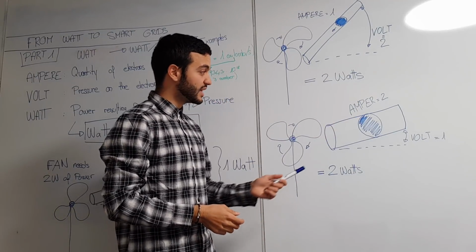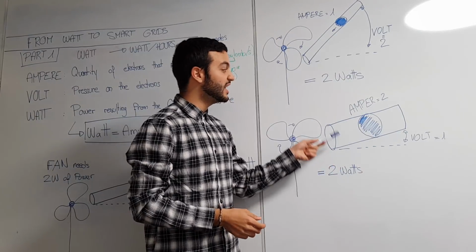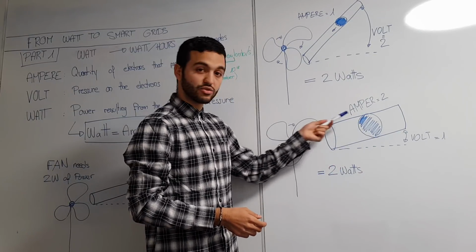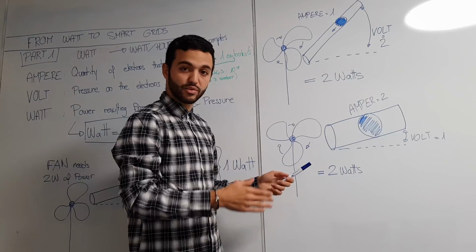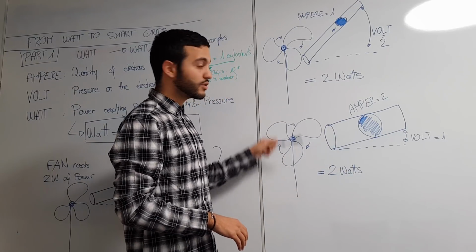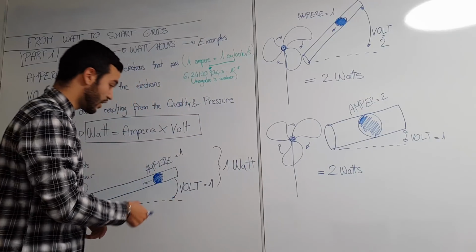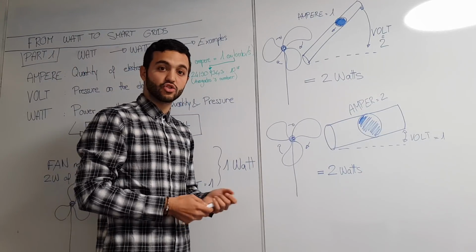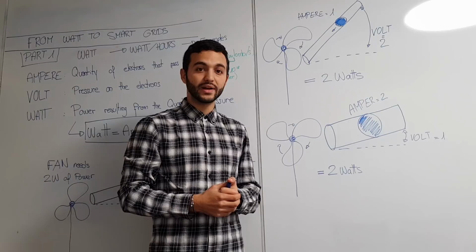The second option is to keep the same voltage but increase the amperage. So in this case, you see you have a bigger quantity of electrons that pass, but the pressure is smaller. So in this case, you also have 2 watts, and in both of these examples, the blade starts running. So I hope this was a clear explanation for watt.